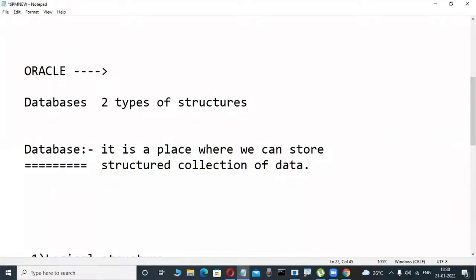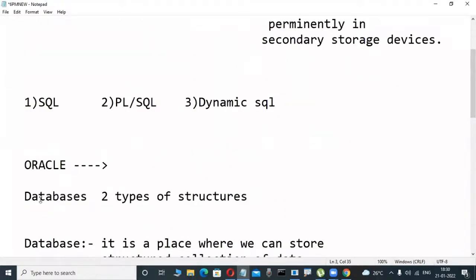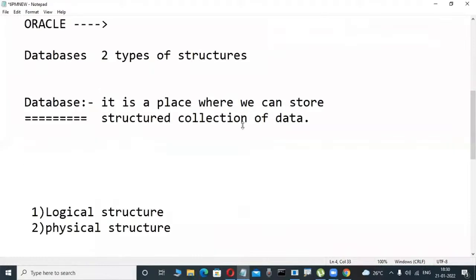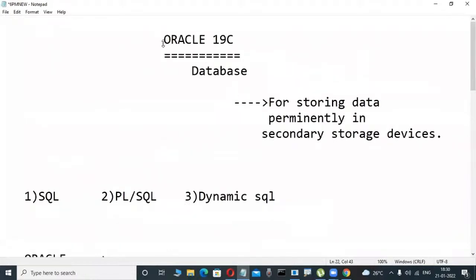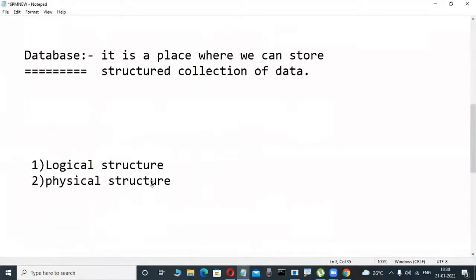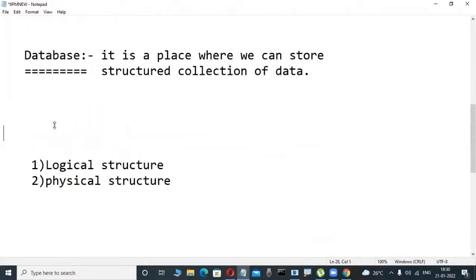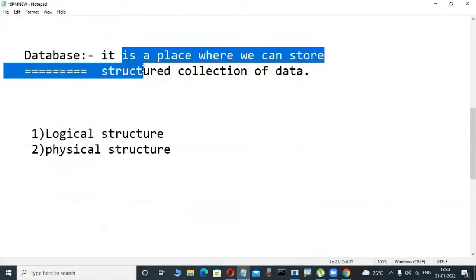Observe here. Whenever we install Oracle or any relational database software, what is the database actually? It is a place. Automatically some place is reserved on the hard disk, and in that place we can store a structured collection of data. But whenever we install these types of software, two types of structures are there: logical structure and physical structure. I am not explaining this definition now; you will understand it one of these days.